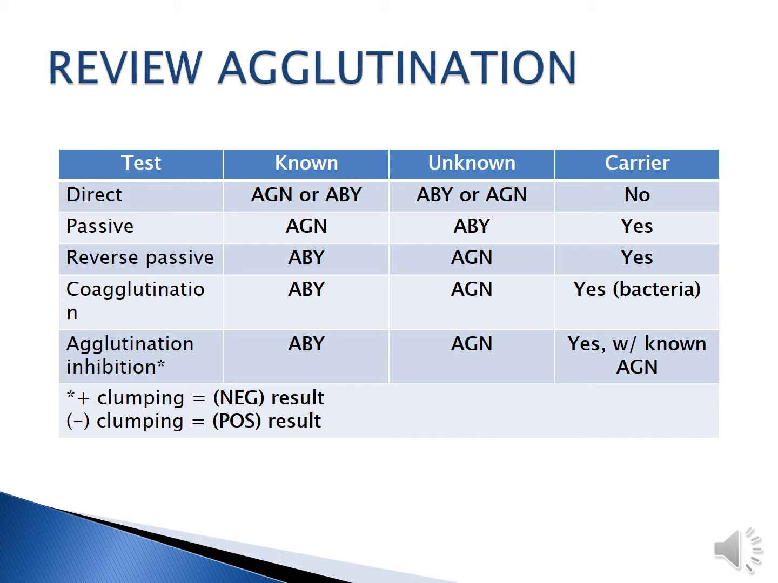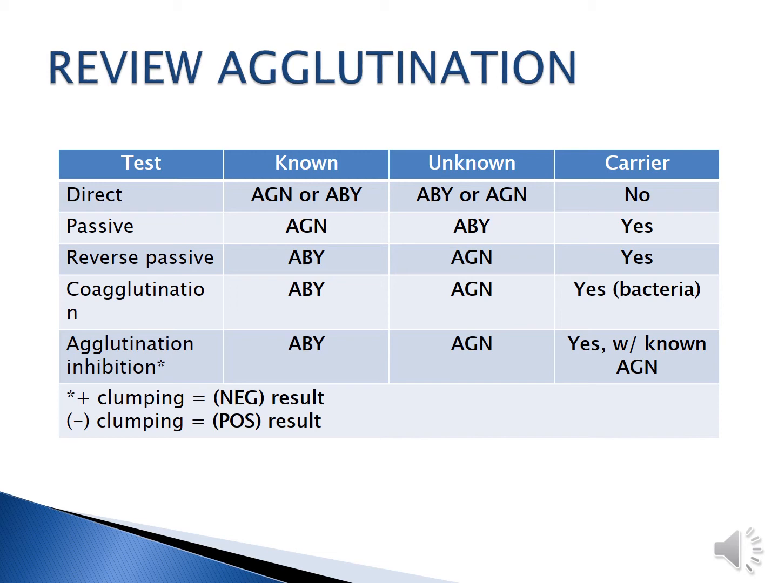We have reverse passive agglutination, in which our known is the antibody and our unknown is the antigen, and we will have a carrier. And again, we could have reverse passive hemagglutination as well, where the RBC is the carrier. In co-agglutination, we have our known antibody and unknown antigen, and we have bacteria that is the carrier. Remember, typically this is usually Staph aureus.